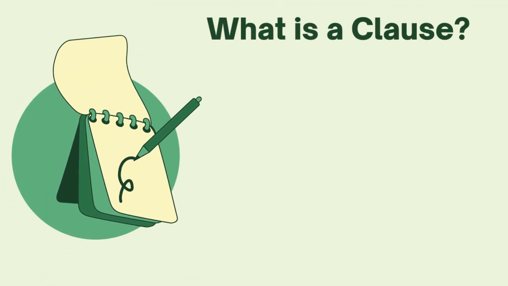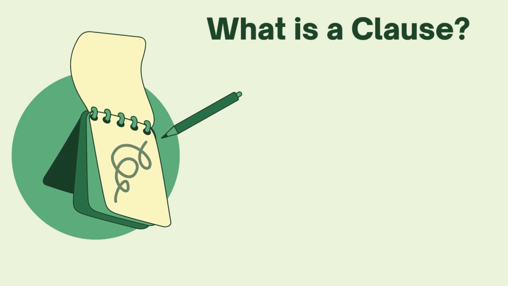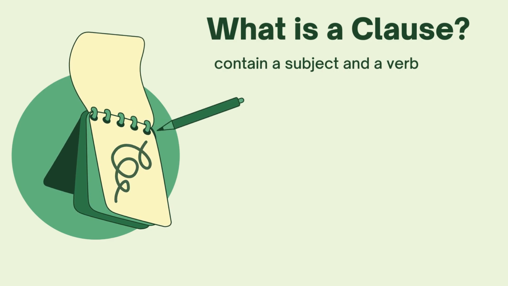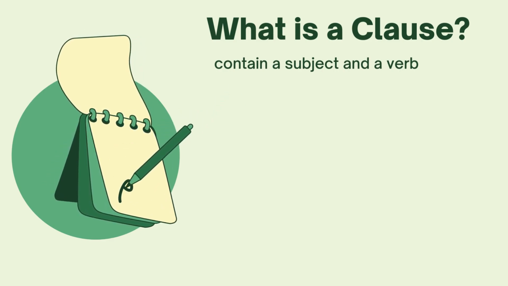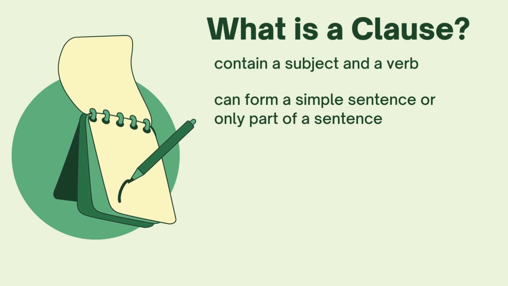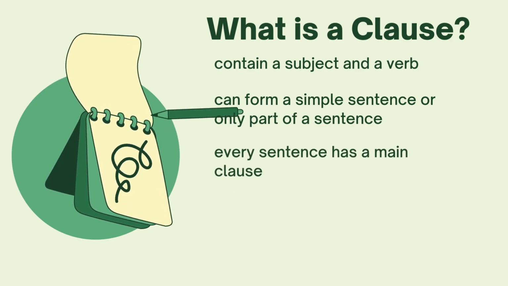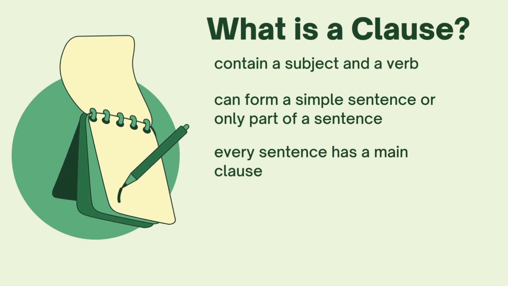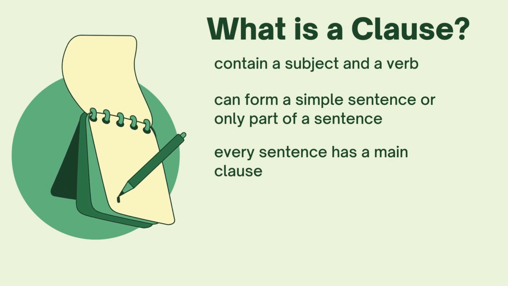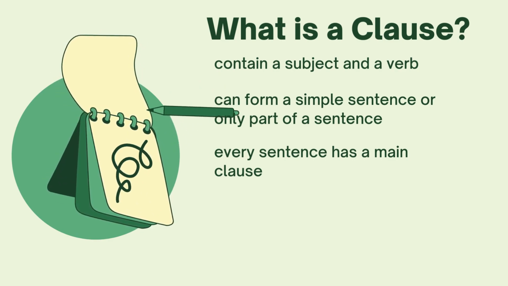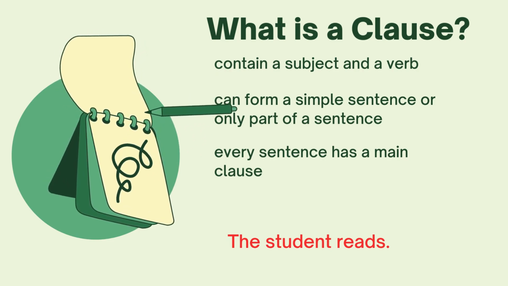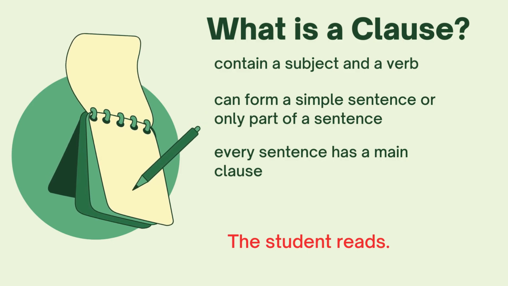Okay, first let's review what a clause is. A clause is a group of words that contain a subject and a verb. They can form a simple sentence or only part of a sentence. Every sentence has a main clause, which is a clause that forms a sentence or makes sense all on its own. For example, the student reads. The student is the subject and reads is the verb.